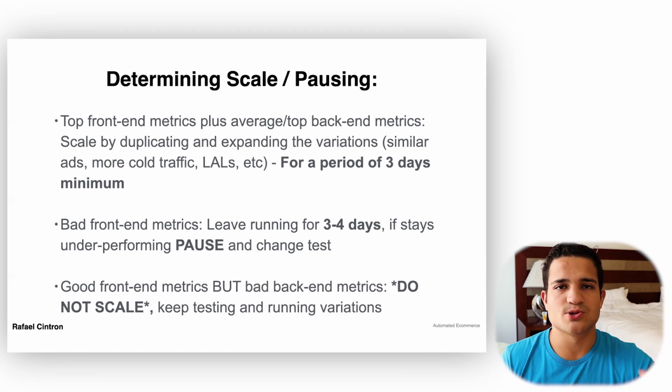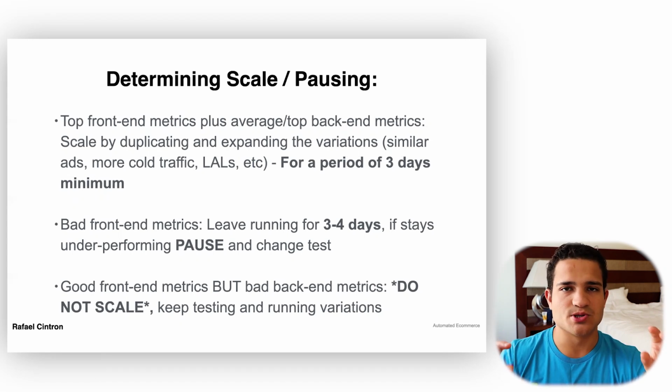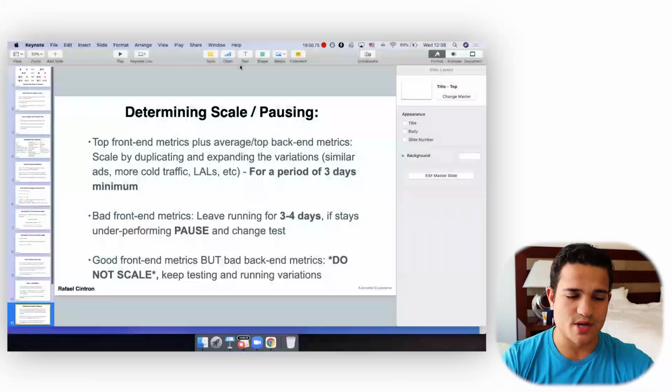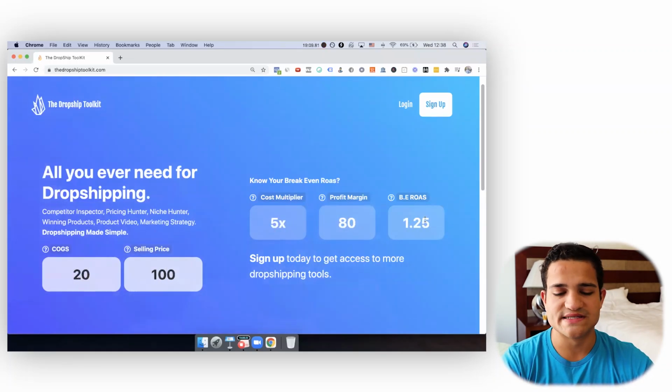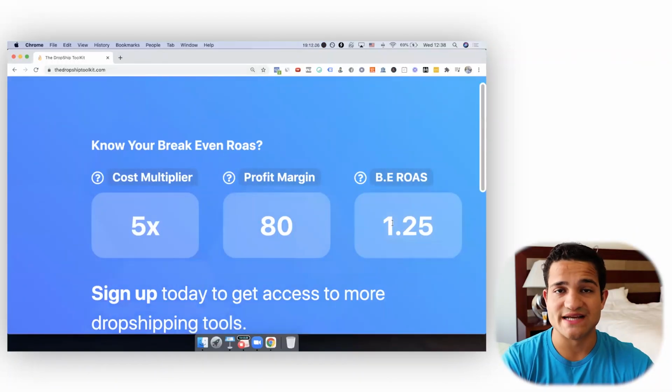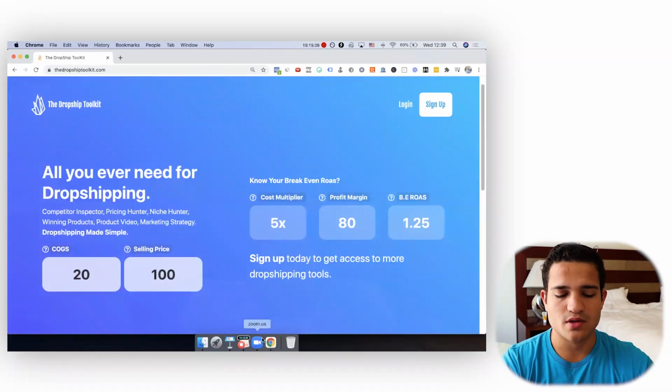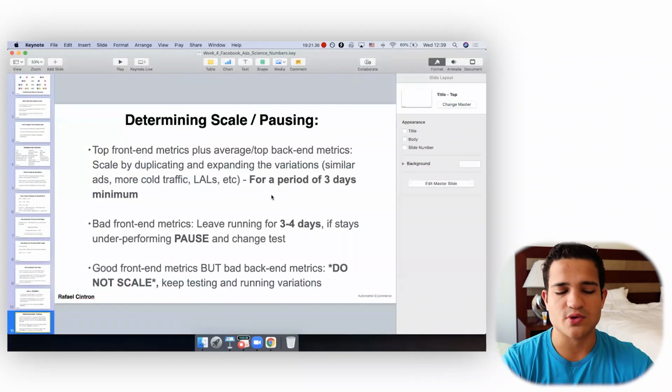But you have to make sure that front end and back end are good for at least 3 days in order to scale. So let's say that you're testing 8 audiences and 2 ads, and the CPC is good, the CTR is good, people are buying, you're profitable. Remember, like I said in the dropship toolkit, break-even ROAS: your selling price is 100, your cost is 20, your break-even ROAS is 1.25, break-even return on ad spend, and you're getting a return on ad spend of 1.8, 2.5. That's great, that's profitable. But it needs to be running for at least 3 days.